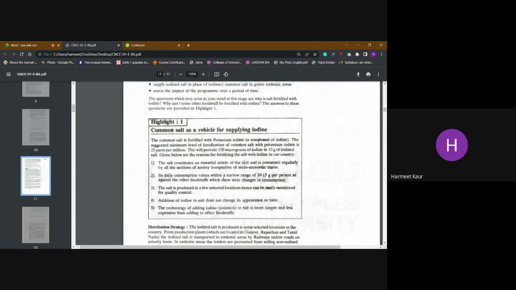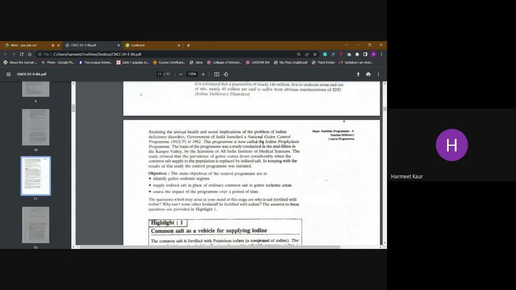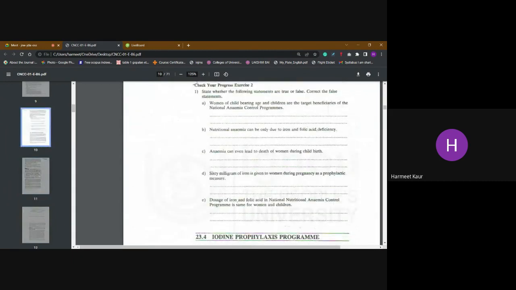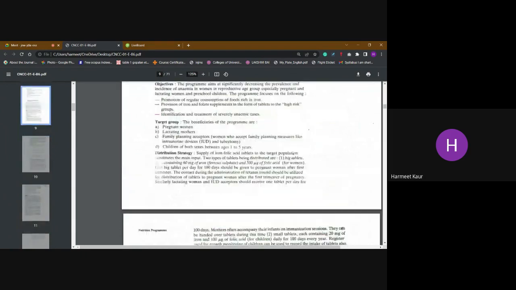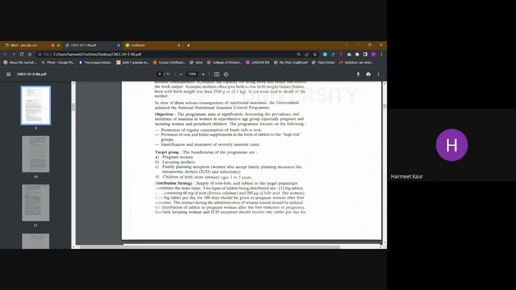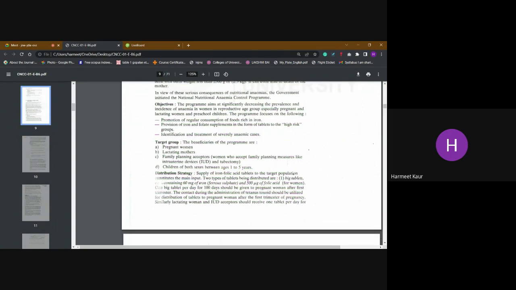So these are the three programs which are related to nutrient deficiency. So the first one was related to what? Vitamin A deficiency, in which you are doing what? You are feeding the children vitamin A dosages, which is basically vitamin A supplementation in oil. So every 6 months, starting from the age of 6 months till 5 years, the child is given this.